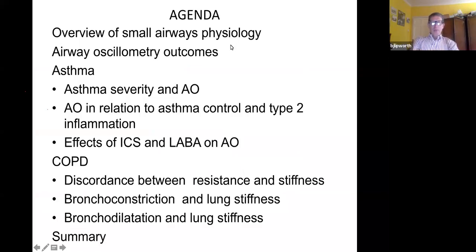So this is the batting order. I'm going to briefly talk about some airways physiology, explain to you and demystify the airway oscillometry outcomes, and then I'm going to divide the talk into asthma and COPD and then summarize.